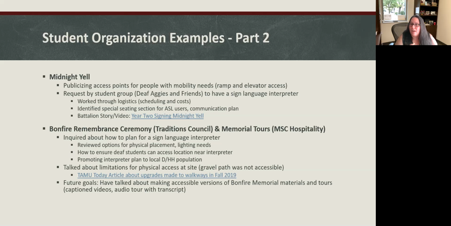So they wanted to kind of model what Midnight Yell did with having an interpreter. And we talked about those logistics because it's typically really dark and people usually don't talk. So trying to figure out where would you place them? How would you do lighting? How would people who are coming very quietly know where to go and how to be situated?